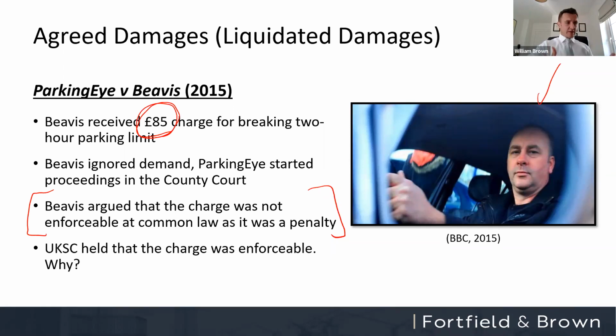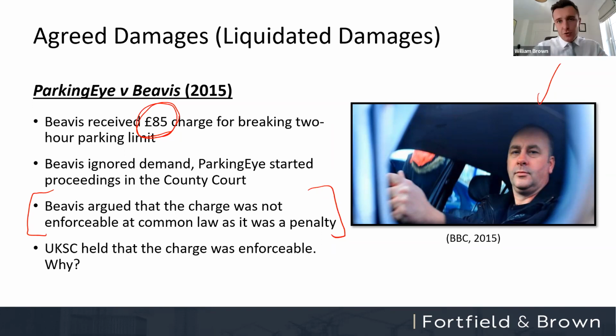He was arguing that had I paid my parking, it only would have cost me £5. You're now charging me £85. How can £85 be a genuine pre-estimate of your loss when the loss you would have suffered would only have been £5? I hope you follow that logic there. And you know what? He had a bit of a point. If you were to apply that old test from Dunlop and New Garage strictly, that £85 charge probably would have amounted to a penalty.